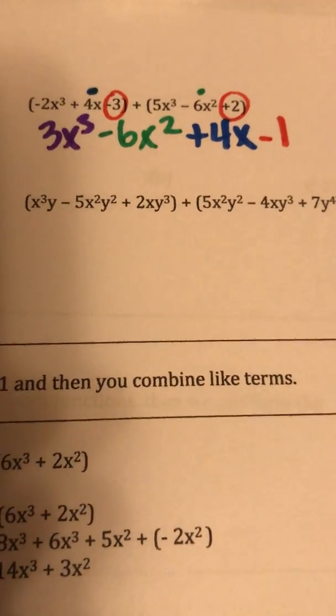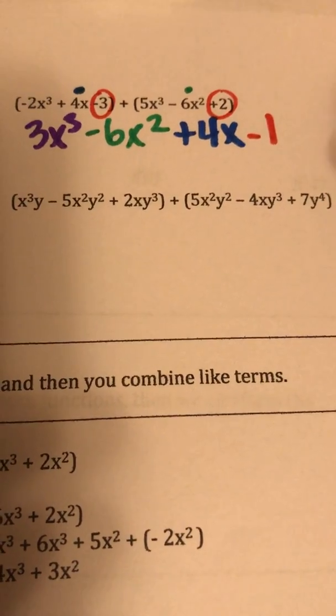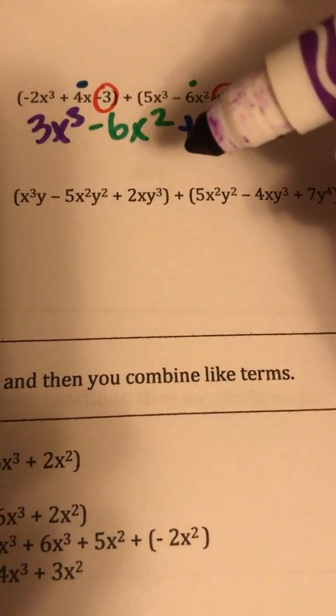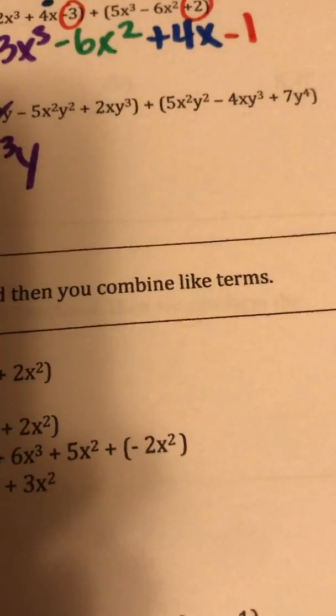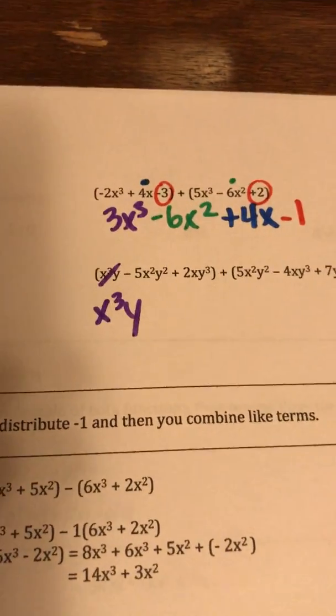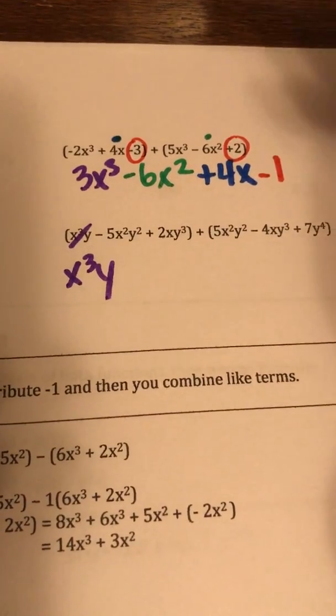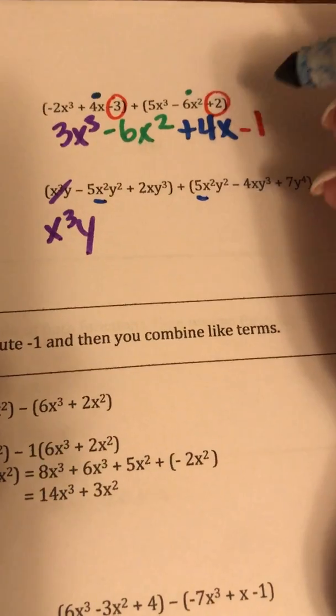Okay, welcome back. So here, we've got a lot of stuff going on. I see that I have an x to the third y. That's the only one, so I'm going to start with my x to the third y. I'm going to mark it so that I don't forget that I already marked that. So x to the third y is going to go first, and then I see also that I have x squared y squared, x squared y squared.